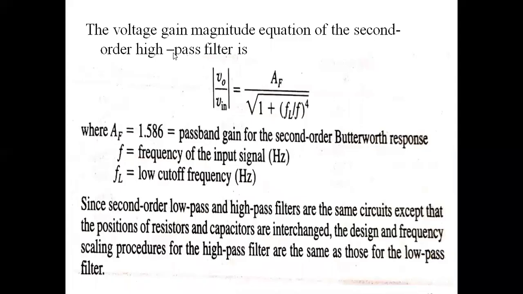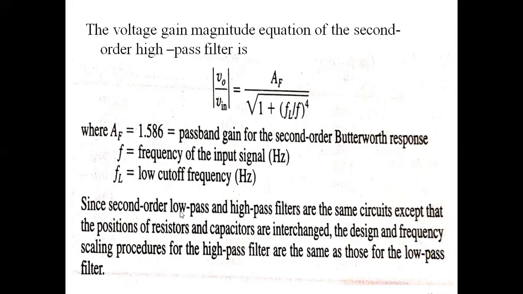Now the voltage gain magnitude of the second order high pass filter is given by magnitude of V0 by Vin equal to AF divided by square root of 1 plus fL divided by f to the power 4. Here AF represents the passband gain of the second order Butterworth response, f represents the frequency of the input signal in hertz, and fL represents the low cutoff frequency in hertz.